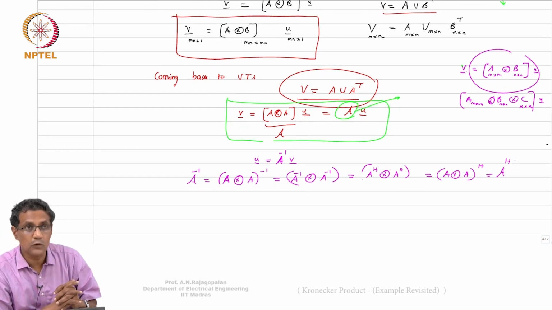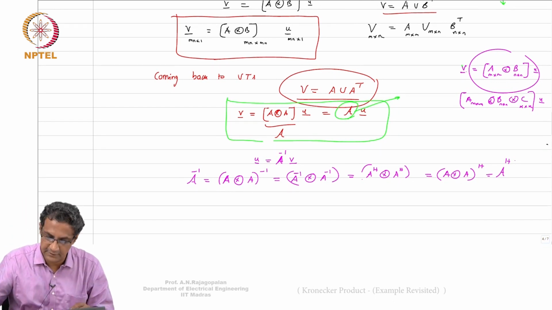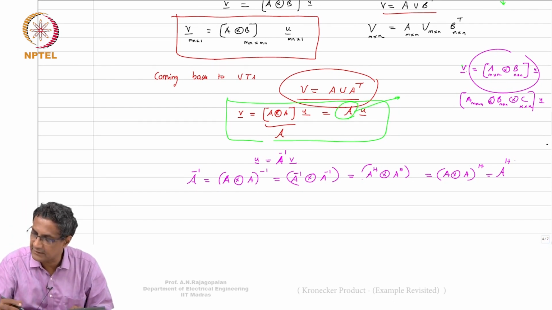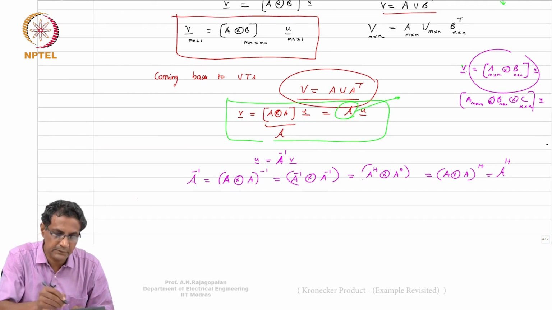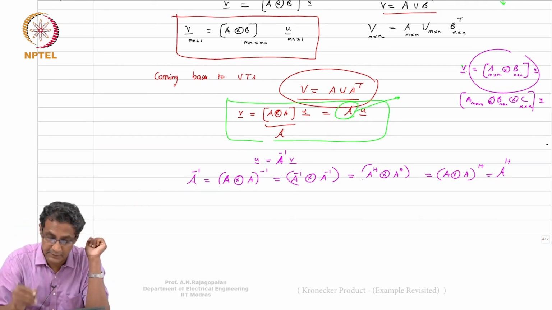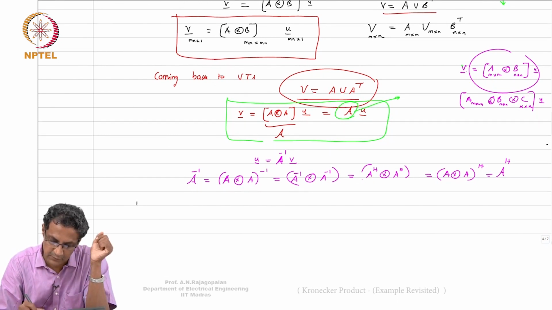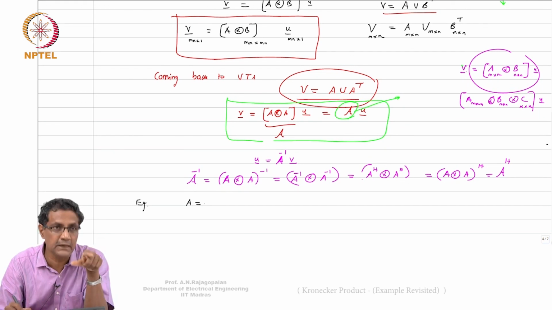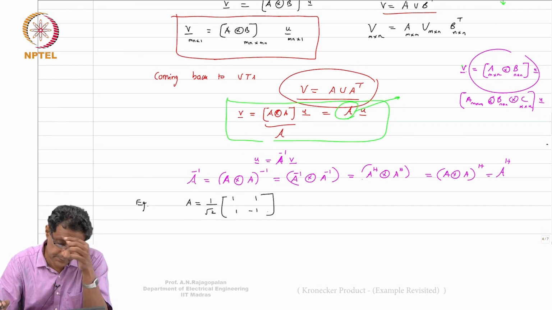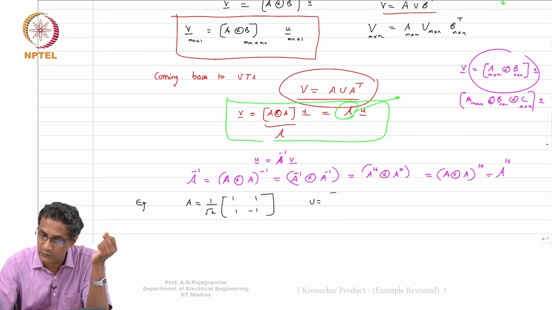Now, let's go back to that example we had the other day. Let's solve that example again, but now using a 2D unitary transform straight away. What was that example? We had A, a 1D unitary transform given as 1 by root 2 times [1, 1; 1, -1], and our U is [1, 2; 3, 4].